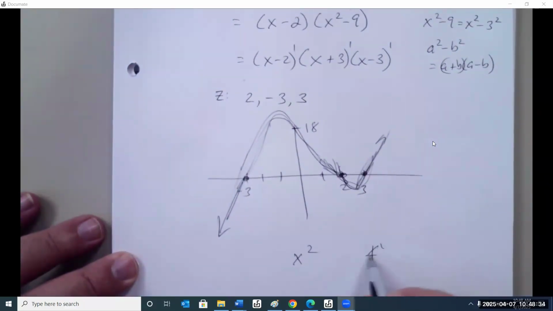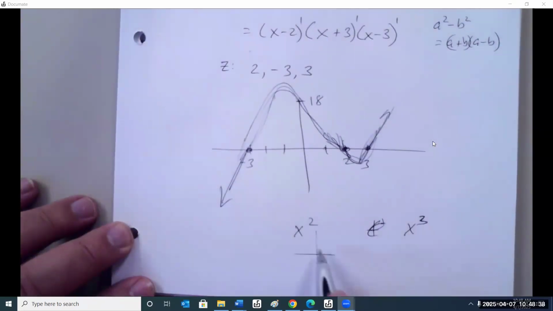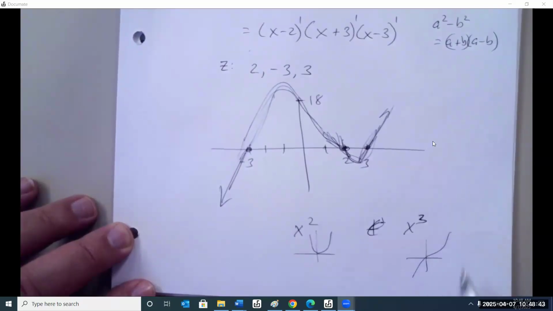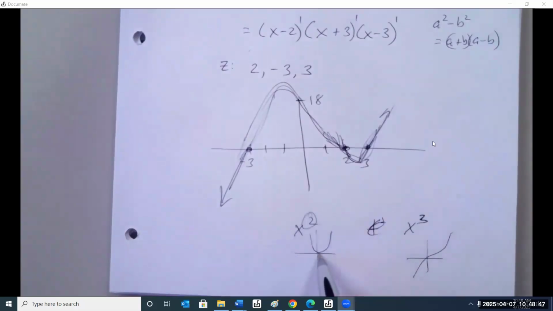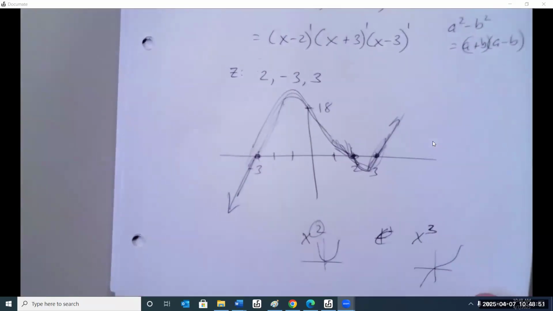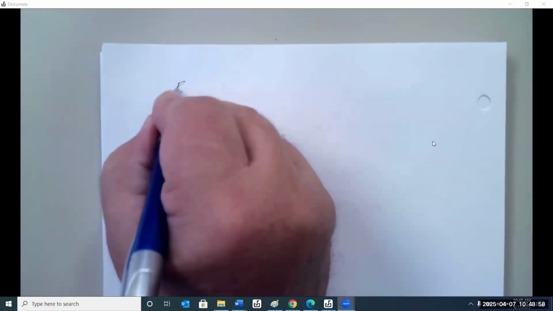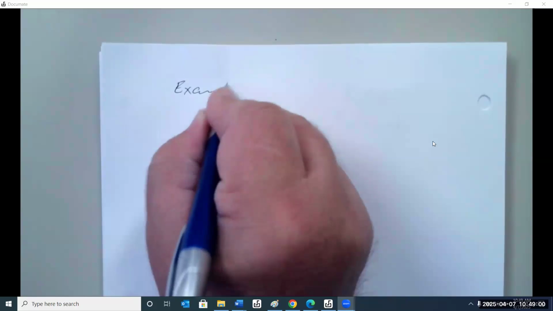Look at the graphs of these two. x squared looks like this. It bounces. x cubed goes through it. So whenever the multiplicity is even, it bounces off that x-intercept.